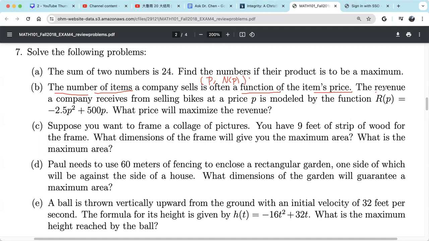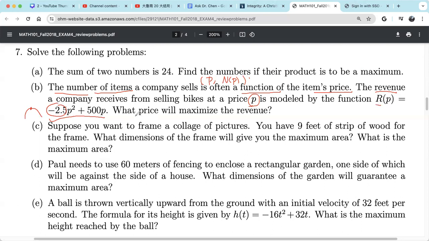The revenue a company receives from selling bikes at price P is modeled by this function R of P. R represents revenue in terms of the price of the bikes. So R of P equals a quadratic function, and the leading coefficient is negative 2.5. So again, we see a downward parabola. This vertex is a maximum.